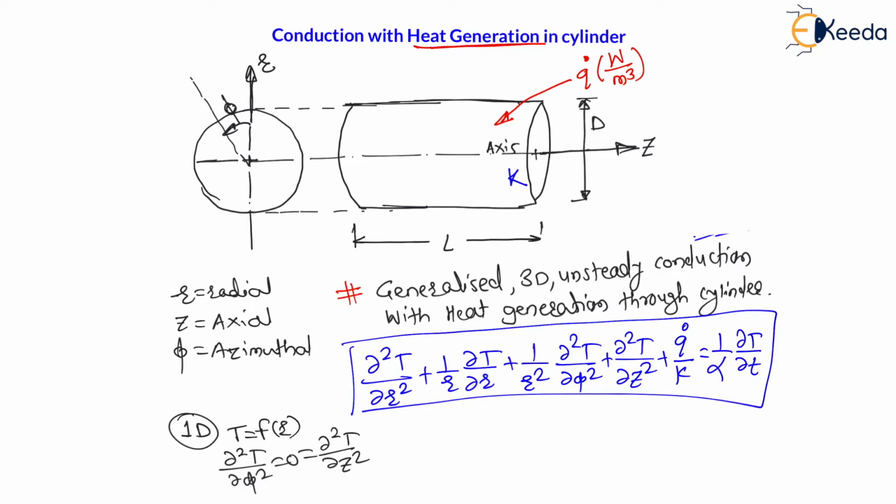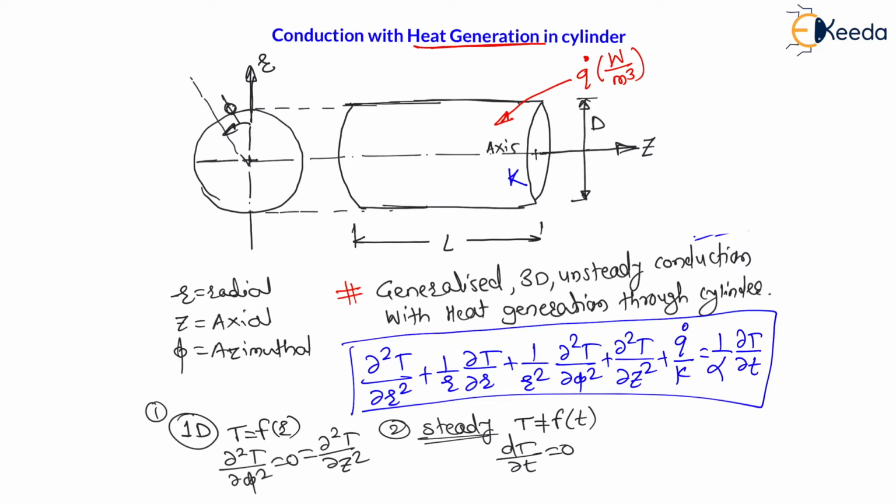This is the first assumption. The second assumption is that the heat transfer is steady state. Steady means temperature is not a function of time, so the change in temperature with respect to time will be equal to 0. Therefore, this term will also become 0. Therefore, our assumption is steady one-directional heat transfer with internal heat generation through a cylinder, and for this we are going to do the analysis.